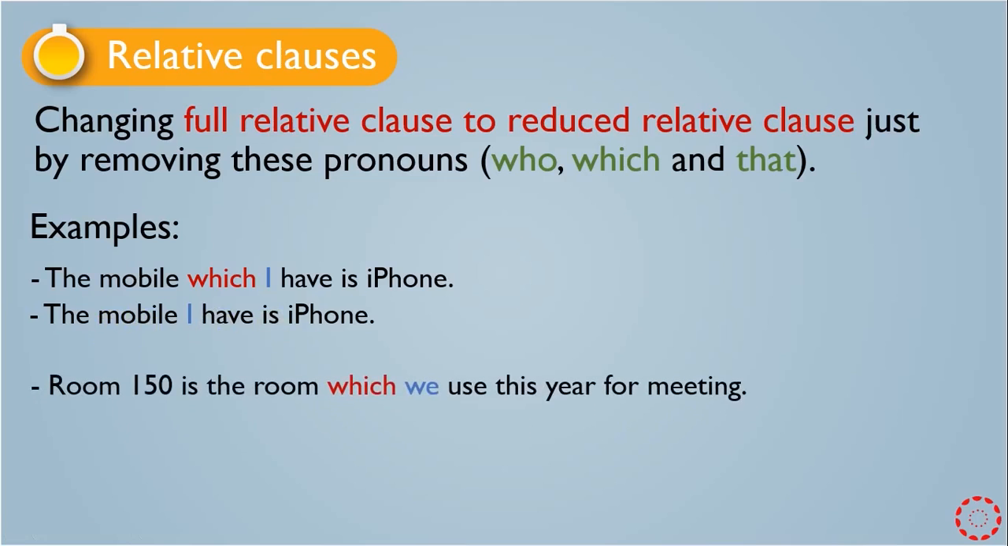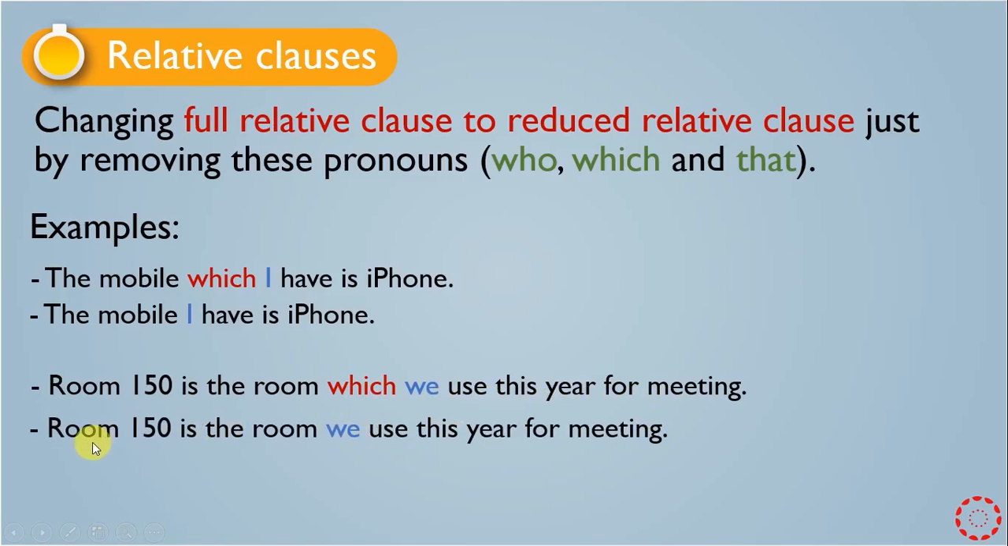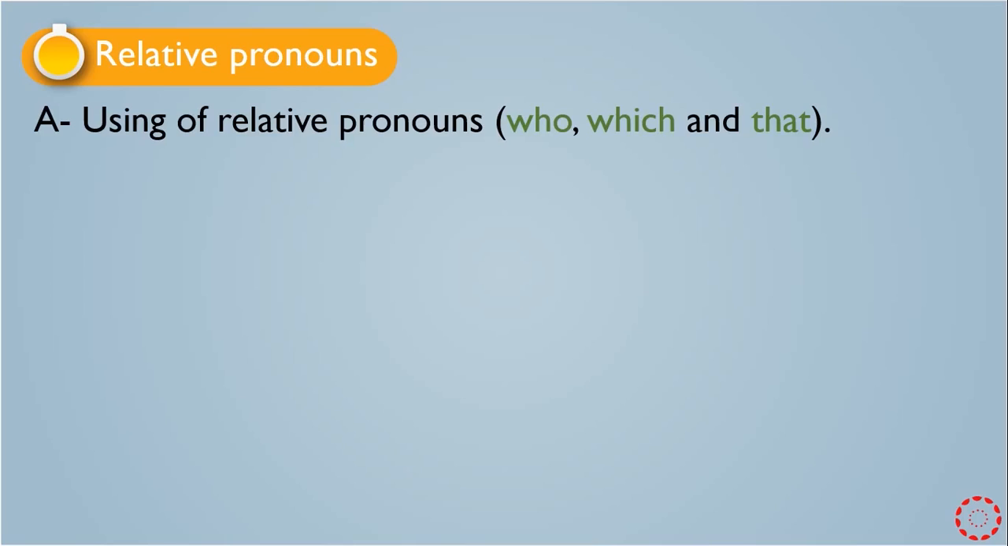Another example: the room 150 is the room which we use this year for meeting. It becomes: room 150 is the room we use this year for meeting. We remove which. Let's talk about the relative pronouns more. At the beginning, let me show you when we use these relative pronouns, who, which, and that.